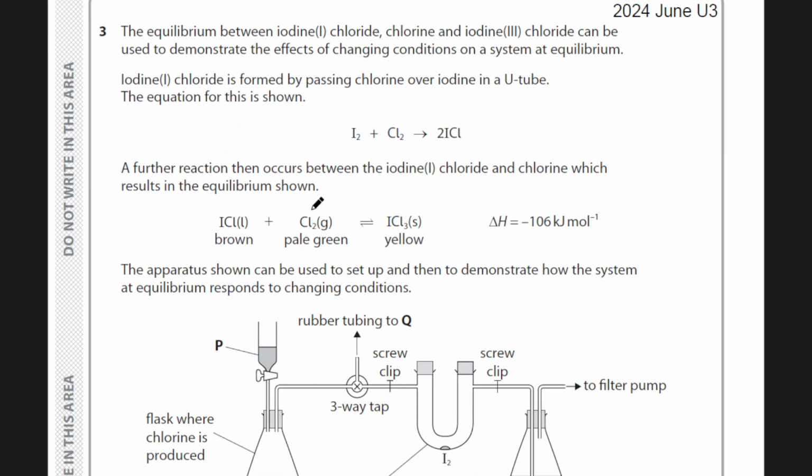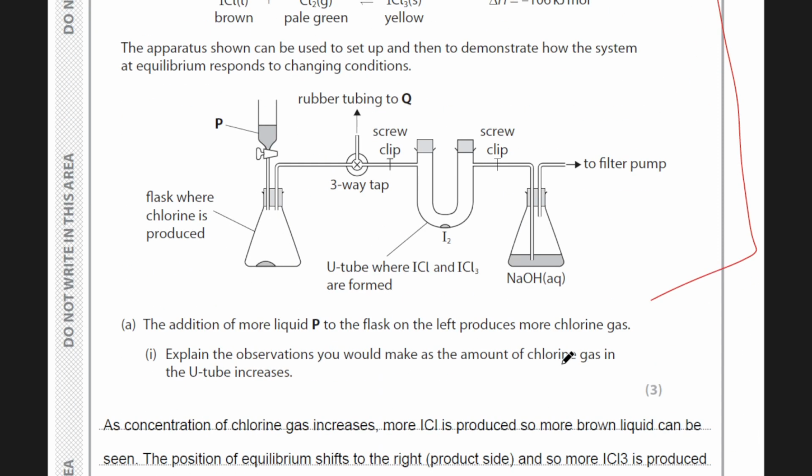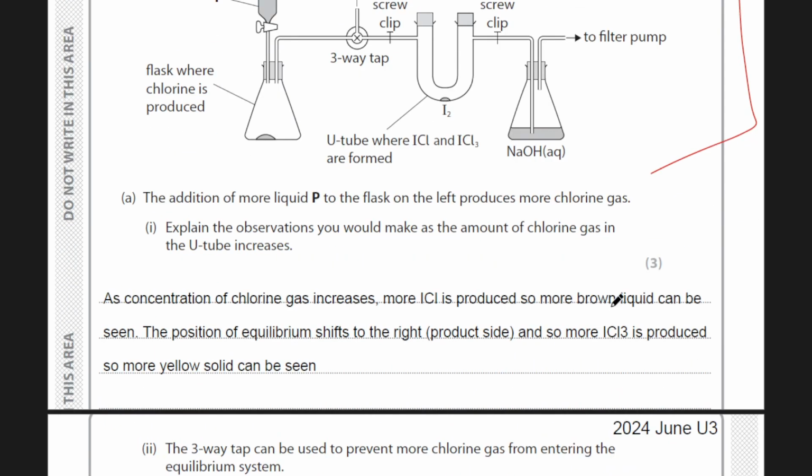Number 3, the equilibrium below, iodine monochloride plus chlorine and iodine trichloride, can be used to demonstrate the effects of changing conditions in a system at equilibrium. So this is the system basically described down here. The question here was: the addition of more liquid P to the flask on the left produces more chlorine gas. Explain the observations you would make as the amount of chlorine gas in the U tube increases.